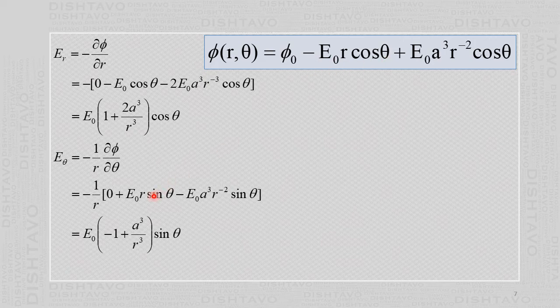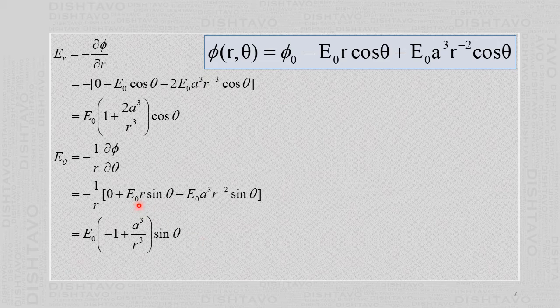So minus E naught r comes as a constant, and derivative of cos theta is minus sin theta. So minus minus becomes plus. Then E naught a cube r raised to minus 2 is a constant, comes as a constant multiple. Derivative of cos theta is minus sin theta. Then we take minus sign inside, r also inside. Then this becomes minus, this becomes plus. E naught we take outside, sin theta we take outside.